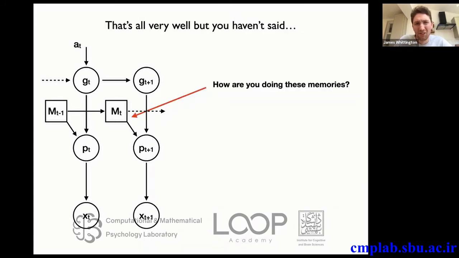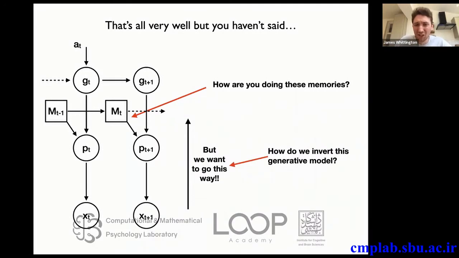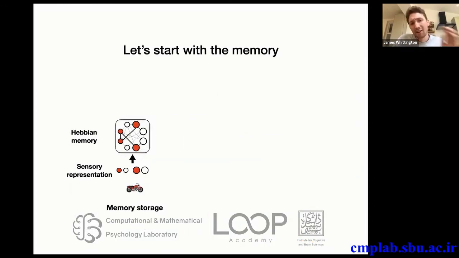Okay, but there are real questions and things I haven't said in any way. One, how on earth are we doing these memories? What does it really mean to have this memory in this model? And the second thing, that's all very well, but we've got a generative model. But what we care about in generative models is not the generative model itself. We care about how we infer things, i.e. how do I see some observations and work out where I am, and work out what memory I should form. So that's what we're going to try and solve, and we're going to try and solve them together in the next few slides. Okay, so let's start with the memory because it's the easy bit to do.